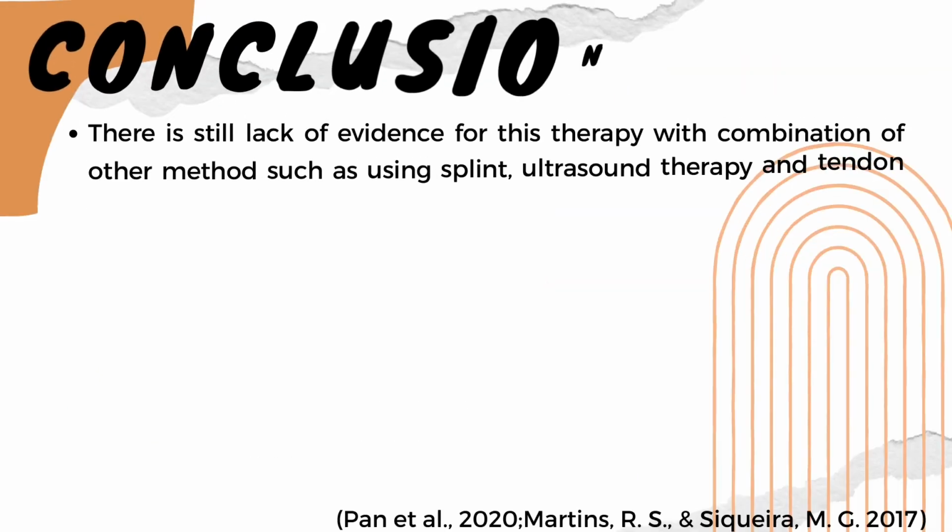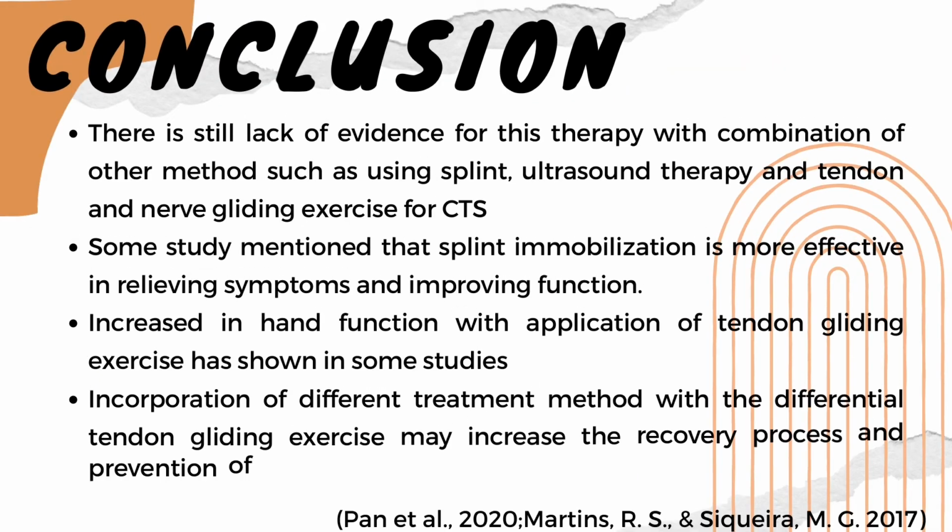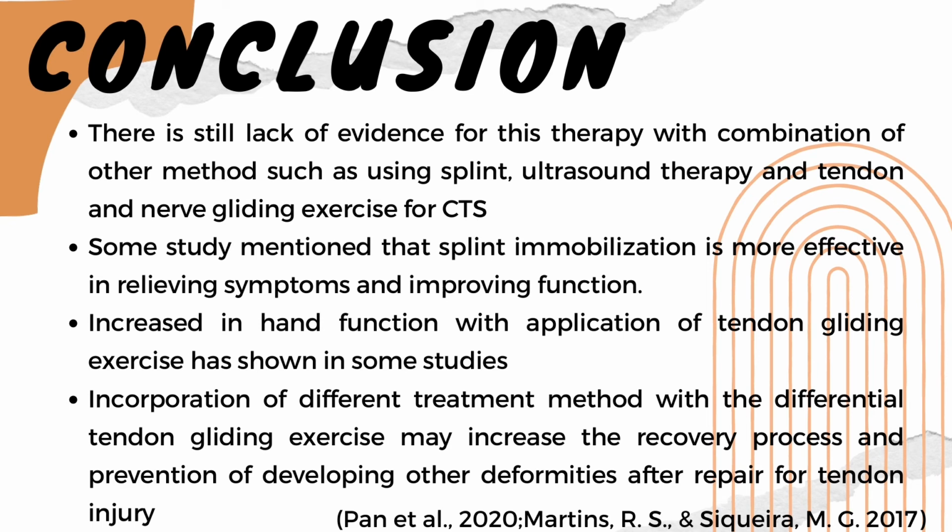In conclusion of this video, there is still a lack of evidence for this therapy in combination with other methods such as using splint, ultrasound therapy and tendon and nerve gliding exercise for carpal tunnel syndrome. Some studies mention that splint immobilization is more effective in relieving symptoms and improving function in CTS. Yet, there are still some studies that show improvement in hand function with application of tendon gliding exercise.